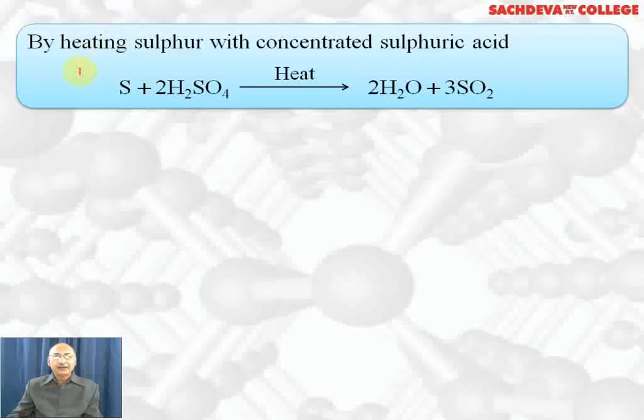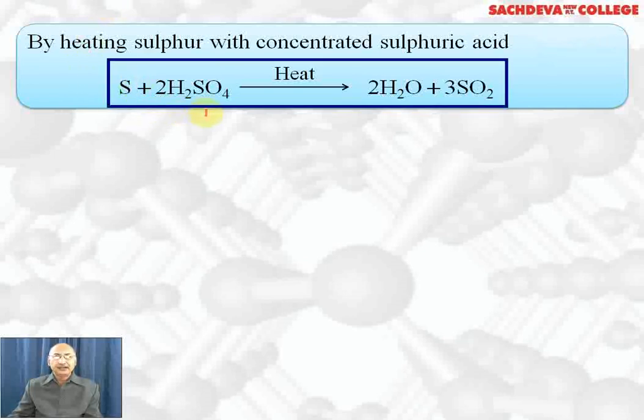Another method for preparing sulfur dioxide is by heating sulfur with concentrated sulfuric acid. Concentrated sulfuric acid is a good oxidizing agent. It will oxidize sulfur to sulfur dioxide and also itself will get reduced to sulfur dioxide. So sulfur on heating with concentrated sulfuric acid gives 3 moles of sulfur dioxide plus 2 moles of water.